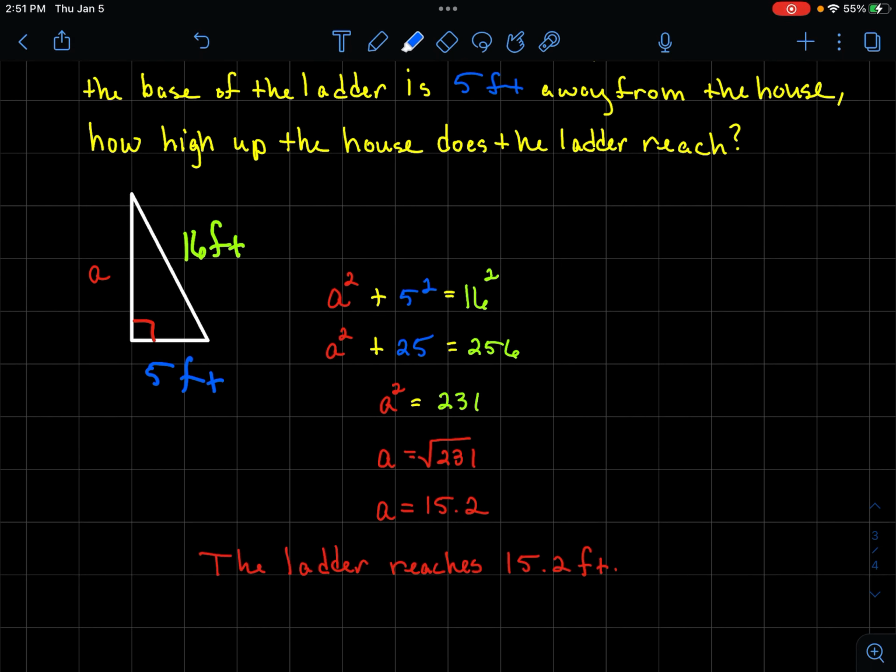So what this tells us is that leaning this 16-foot ladder up against the house would reach up to a height of 15.2 feet, as long as the base is 5 feet away from the house. And there's a short video over the uses of the Pythagorean theorem.